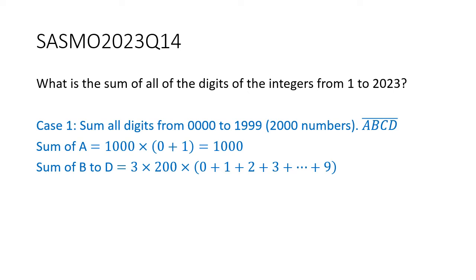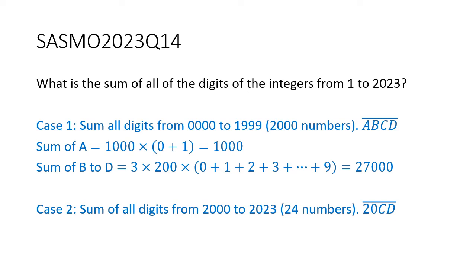So if we do this entire computation, we're going to get 27,000. So this is 3 times 200 times 45. Next, let's consider the second case, which is all the remaining numbers from 2000 to 2023. And there are 24 numbers in total.